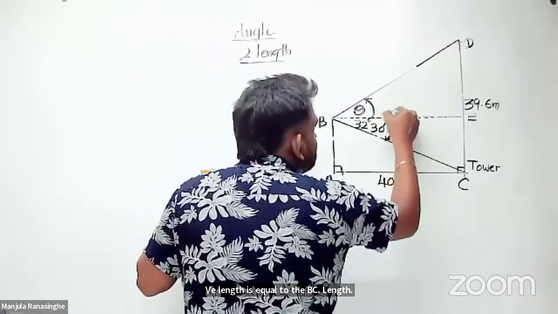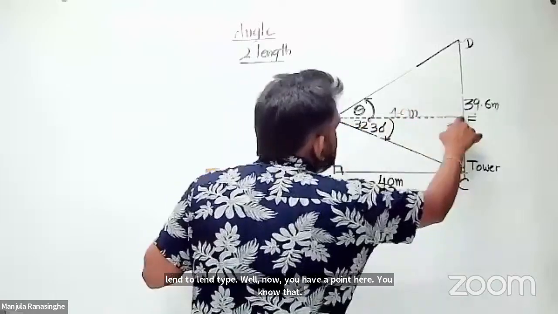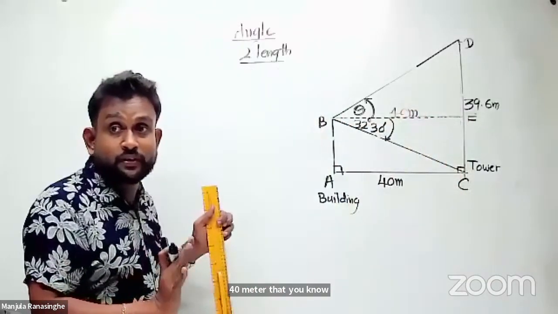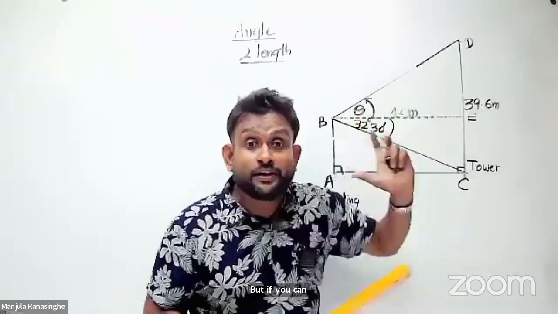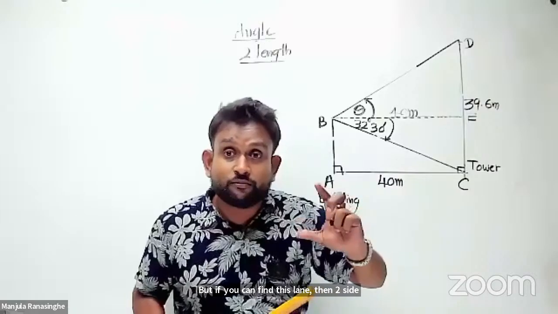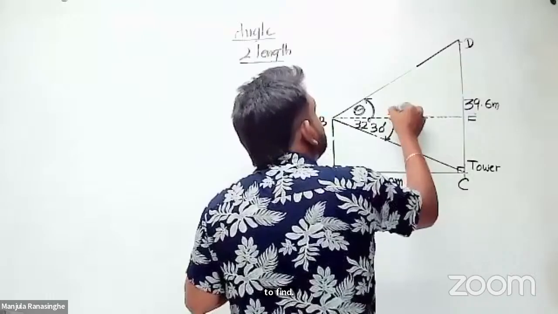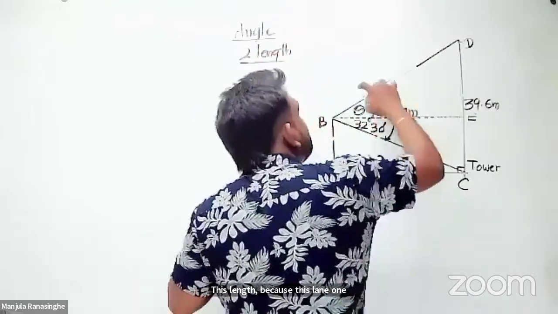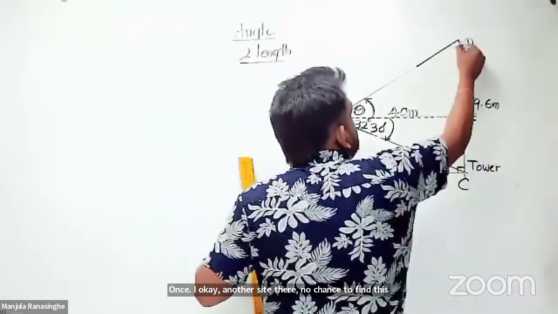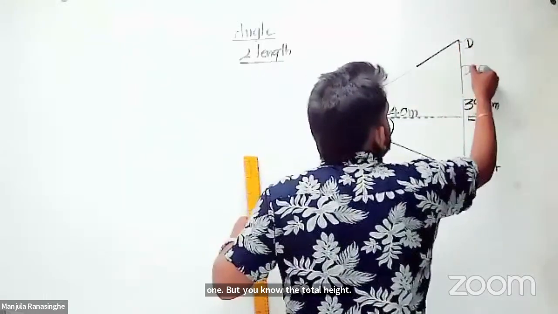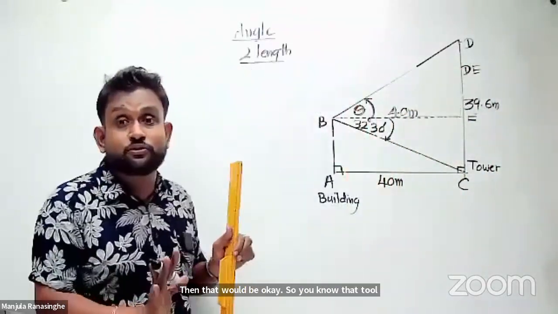Now you have a point here. You know that 40 meter is the BE length. That is fine. But if you can find this length, then you have two side lengths. One side is okay, another side is okay, but here there is no chance to find this one directly, but you know the total height. So if you can find this DE length, then that would be okay. So you know two lengths, then you can apply a certain ratio.